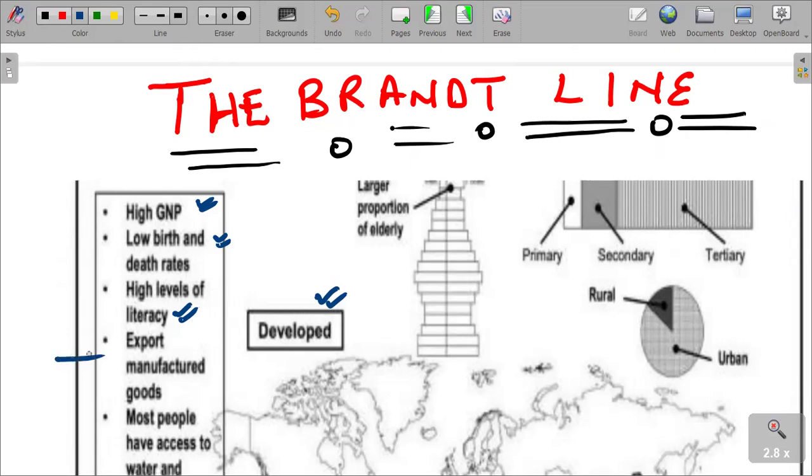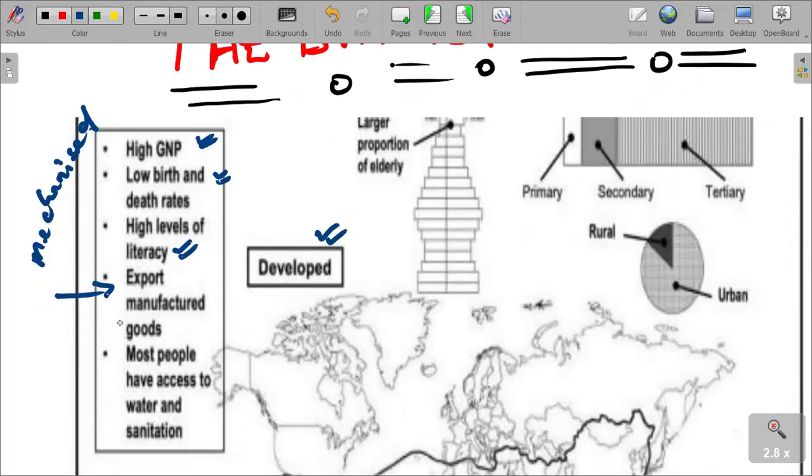Developed countries have good industrial capacity. They are very mechanized, so that results in mass production of goods, which can also be sold to developing countries and the world as a whole. Most people have access to clean water, not just water, and sanitation. Sanitation, in terms of hygiene and social development, is quite an important factor to consider.